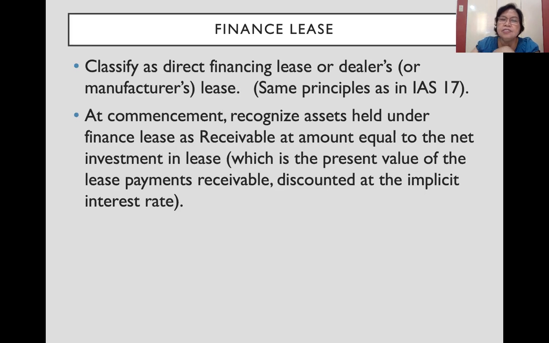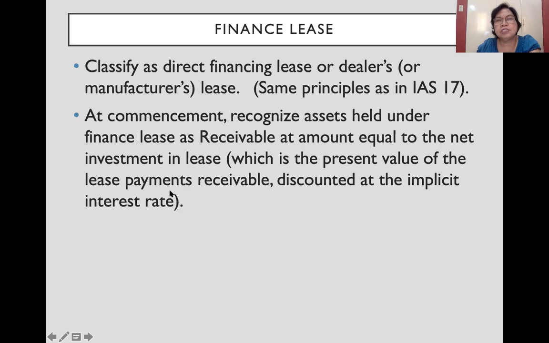So, whether this finance lease is direct financing lease or dealer's lease, at commencement, the lessor shall recognize the assets held under finance lease as receivable at an amount equal to the net investment in lease. So, the net investment in lease actually is the present value. If this is gross, this may also be net, depending on the method that you are to use. Therefore, this receivable is a financial asset that is covered by IFRS 9. Generally, it's a financial asset at amortized cost.